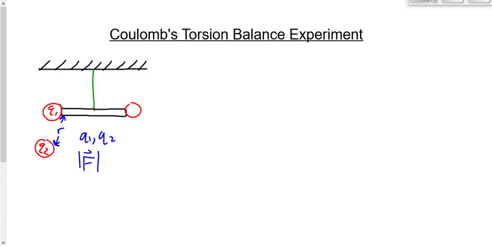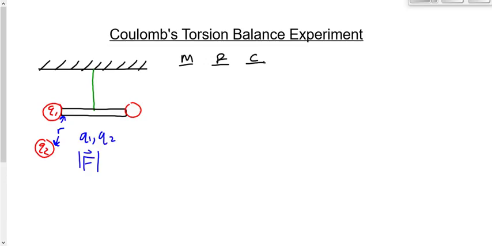Now he's got 4 variables. R, the distance that separates them, Q1, Q2, and he's got the value of F, the force of attraction or repulsion, based on how much the string twists. He performs 3 experiments. In the first experiment, what does M stand for, you think there? MRC. What does M stand for? M stands for the manipulated variable.